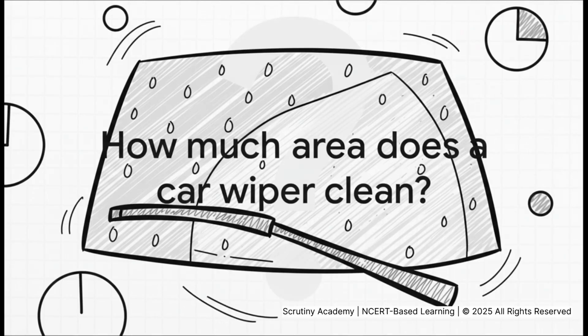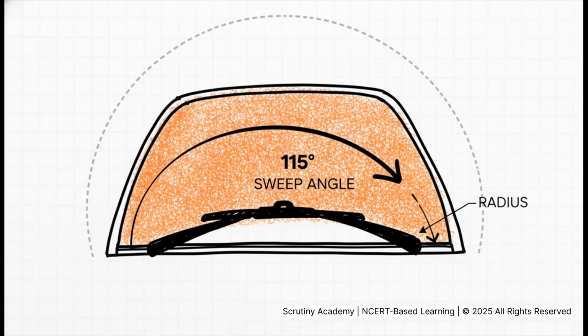Or think about something you see every single time it rains, a car's windshield wiper. As it sweeps back and forth, it's clearing a very specific shape on the glass. What shape is that? That's right, it's another sector. The blade's length is the radius, and the angle it sweeps through, which is often around 115 degrees, that's our theta. That clean patch of glass on your windshield is a perfect, real-world example of the area of a sector.